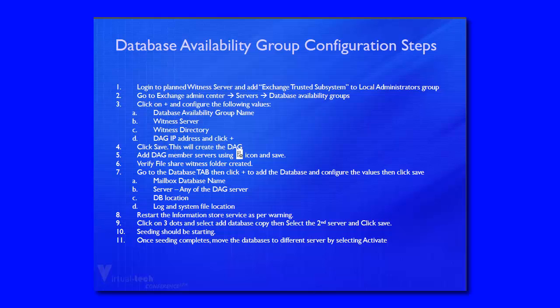Once you click it here, you need to add the servers and then save again, and it's going to add the cluster services there and build a cluster. So now we'll have the cluster built. At this point, we can go ahead and check if the file share witness folder was created or not. It should be created at this point. Then go to the database tab, click on the plus sign, add the new database, and configure all these configurations.